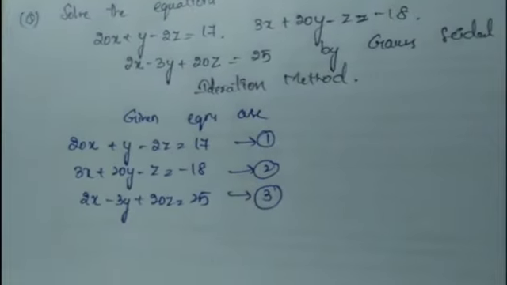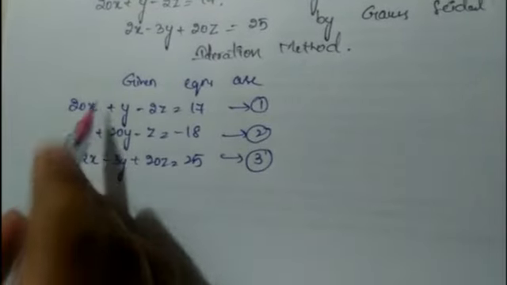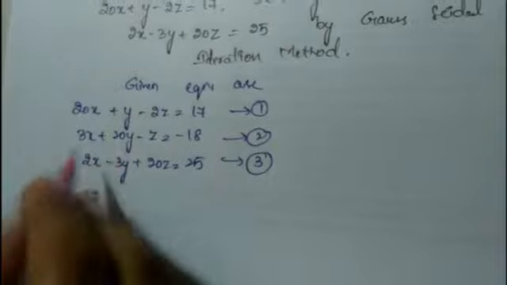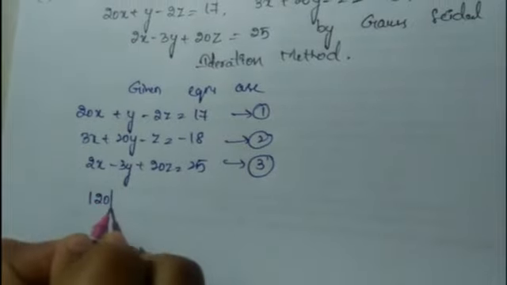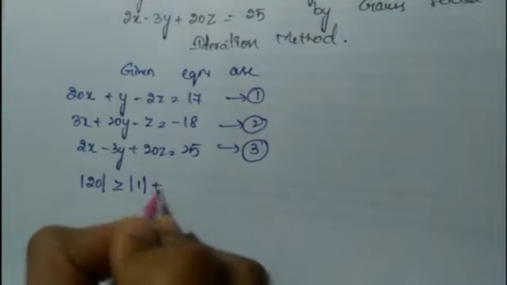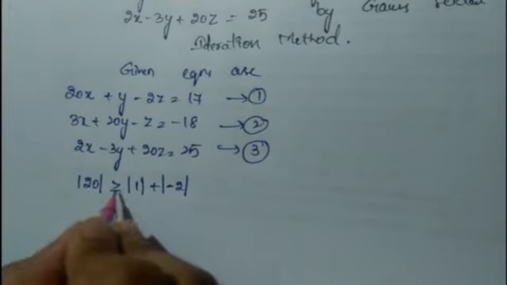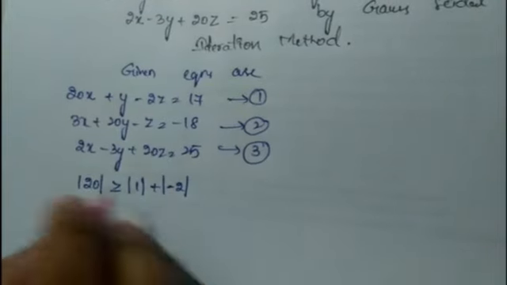So from this, if you write the conditions, from the first equation I am taking the coefficient of x: mod 20 is greater than or equal to mod 1 plus mod minus 2. Mod minus 2 is nothing but 2. Then 20 is greater than or equal to 3, which is true.